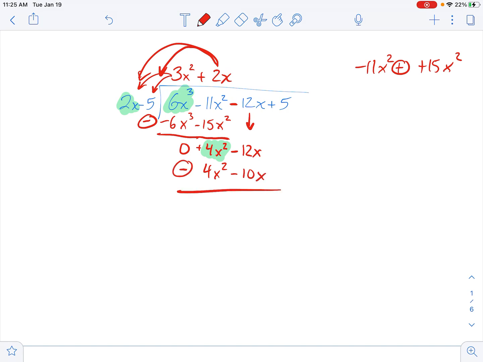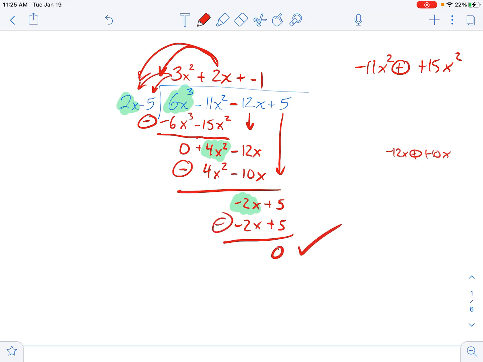I'll subtract. I've got to make sure. I'm going to go over to the side and make sure I do this subtraction properly. Okay, I'll have a negative 2x. Now I'm going to bring down plus 5. All right, again, zooming in only on the first terms. Okay, I need to multiply by a negative 1. Negative 2x and a positive 5. Oh, sweet. When I do this, I get 0. Awesome. So my quotient is 3x squared plus 2x minus 1. When I multiply it by this 2x minus 5, I should get this 4-term polynomial.